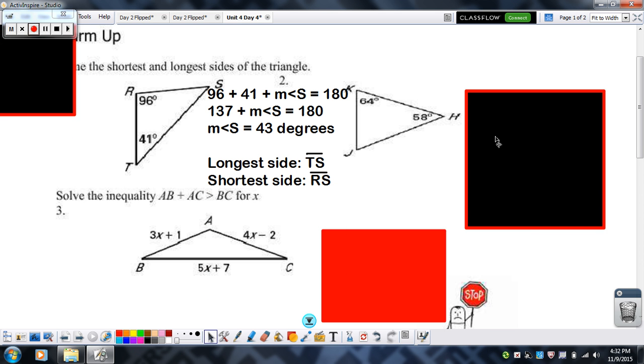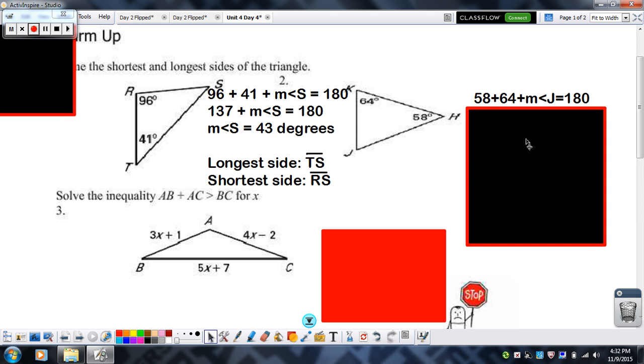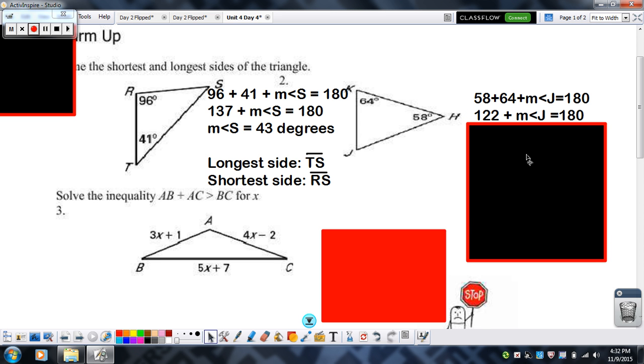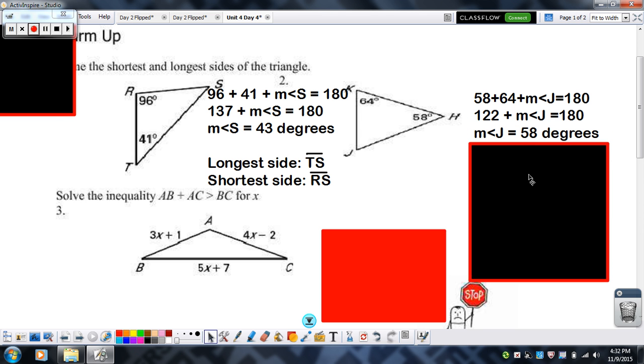Next, coming over to number 2, once again we have to find our missing angle. 58 plus 64 plus the measure of angle J is 180. Combine my like terms, 122 plus the measure of angle J is 180. Subtract 122 from either side to get the measure of angle J is 58 degrees.